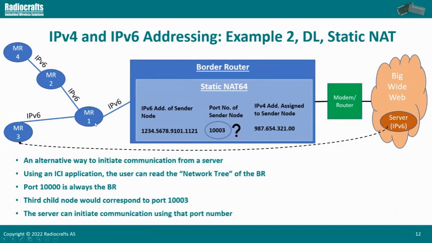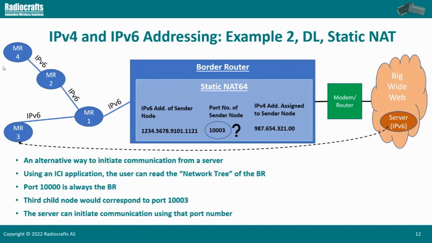The closest would have smaller numbers, and as you go further away, the numbers increase. So this would be 1, 2, 3, and this is more hops, so this is number 4, and so on. So you can print that kind of network tree with this numbering. And then you know that now, using static NAT, things get different.